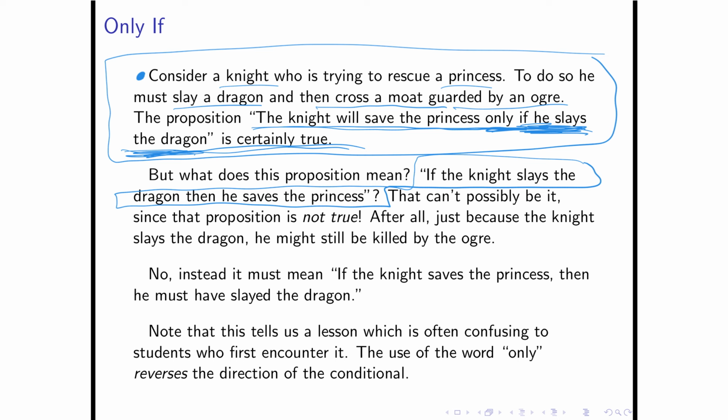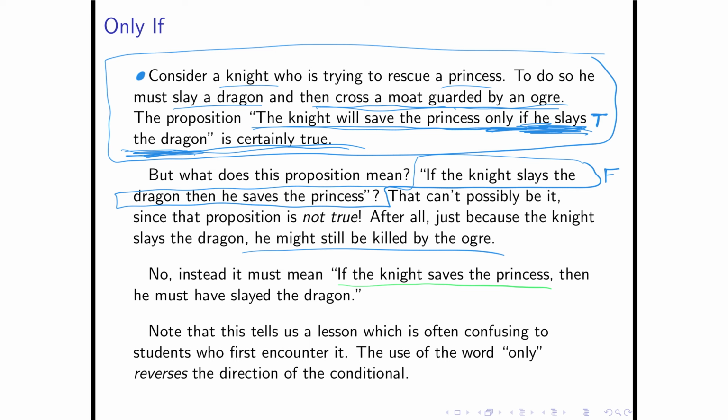Well, it can't mean that, because that's a false proposition, because then there's the issue of the ogre, and the ogre might get him. So this is a false sentence. This is a true sentence. Clearly, they can't mean the same thing then. So what does it mean? Well, it must mean that if the knight saves the princess, it's the other way around. It's the converse of what we talked about before.